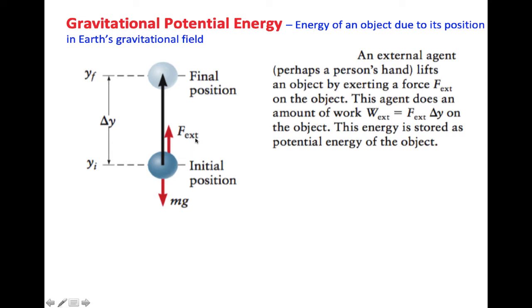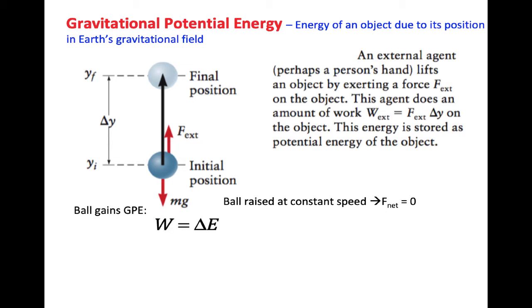The F external is the force by the hand, which is equal in magnitude and opposite in direction to the weight of the ball. And during this process the ball gains the height delta y. So ball is raised at constant speed, which means that the net force is 0. And ball is gaining gravitational potential energy.